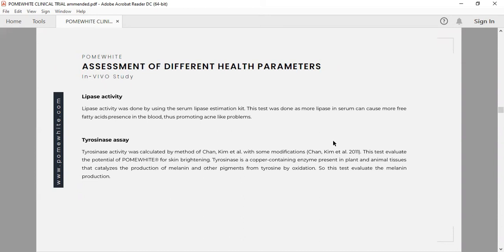This tyrosine is oxidized by the tyrosinase enzyme, and this oxidized tyrosine then is used for the synthesis of melanin and some other pigment. So if we design a strategy that can inhibit the tyrosinase, it will further inhibit the oxidation of tyrosine, which is then not available for the production of melanin. This is how the melanin synthesis is decreased in the skin with less tyrosinase activity. And we have assessed this in our Pomewhite treatment groups.